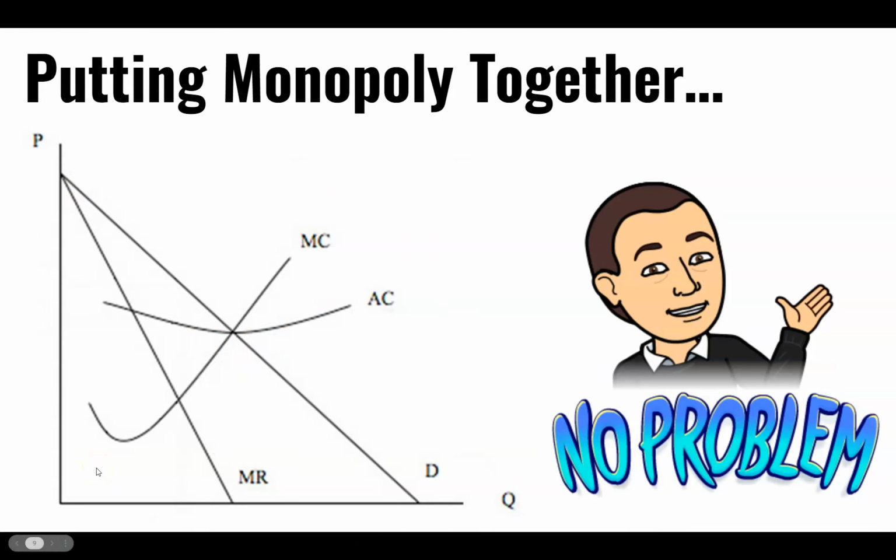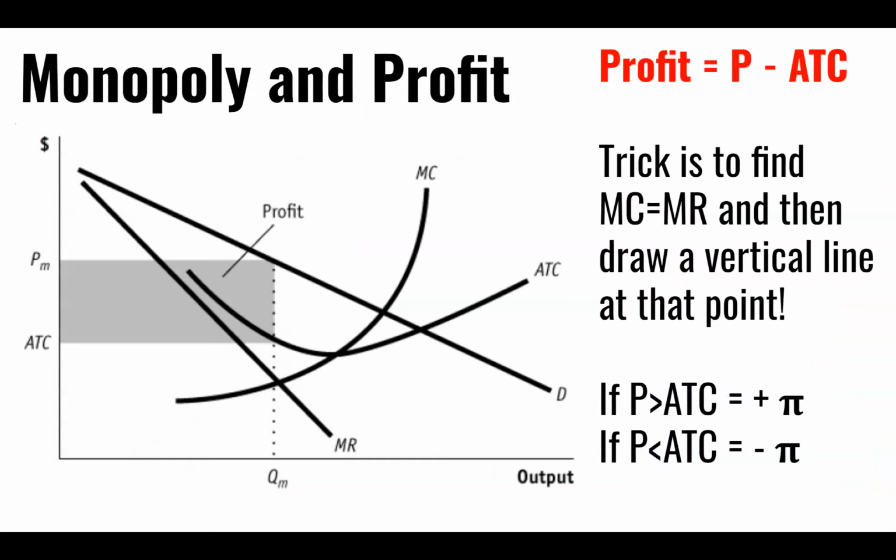And we will analyze them exactly the same way that we did with perfect competition. We will find where MC equals MR, and that will help us determine the price, and we'll compare that price to ATC to see if we have a profit or a loss. So if this were our profit and loss or monopoly graph, we'd find where MC equals MR, and that gives me my quantity. And this is the tricky part.